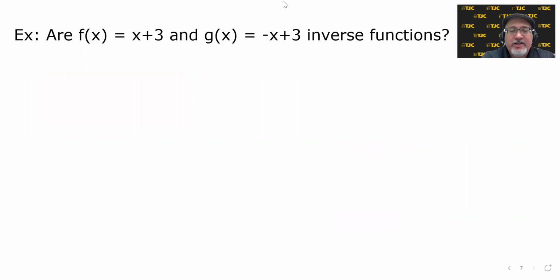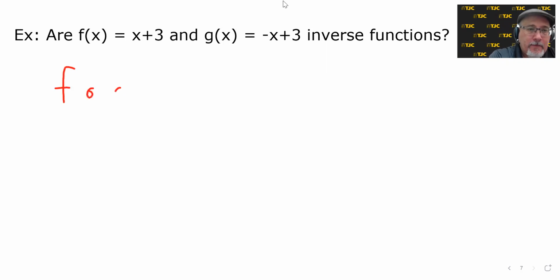All right, let's take a look at one more. Are f of x equals x plus 3 and g of x equals negative x plus 3 inverse functions? Well, we would have to first talk about domains and ranges, but again, both of these are lines and they're not horizontal or vertical, which means they go up and down forever and left to right forever. So both of these have the exact same domains and ranges, all real numbers. We just merely need to check the composition.